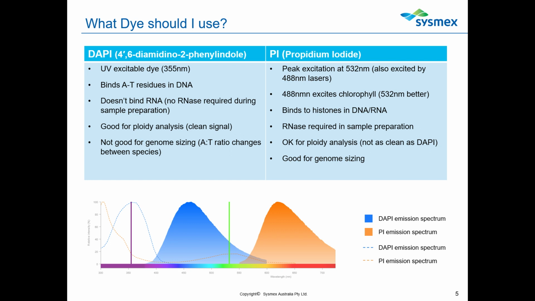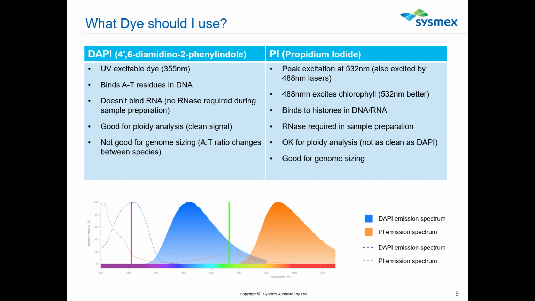However, you can't use it for genome sizing because it only binds to the A and T residues. So if you're comparing genomes between two different species, the A to T ratio changes between species. And this would mean that the level of fluorescence that you see of the bound DAPI dye would also change. So you can't use DAPI for genome sizing. What you can use for genome sizing, though, is propidium iodide.